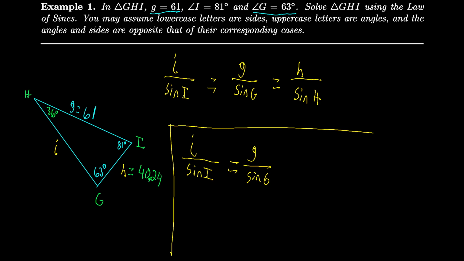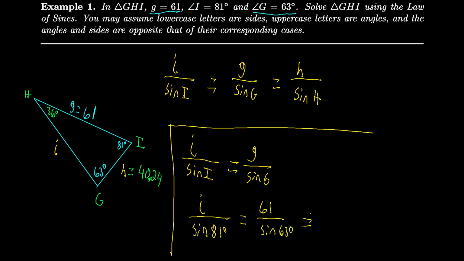Now, I used the version of the law of sines where the sines were on the bottom, because what I'm solving for is a side. If I were solving for an angle using the law of sines, then I would have used the other version where the sines are on top and the sides are on the bottom. Regardless, just plug everything in and that's it. So little i over the sine of big I, which was 81 degrees, equals g, which is 61, over the sine of big G, which was right here, 63 degrees.